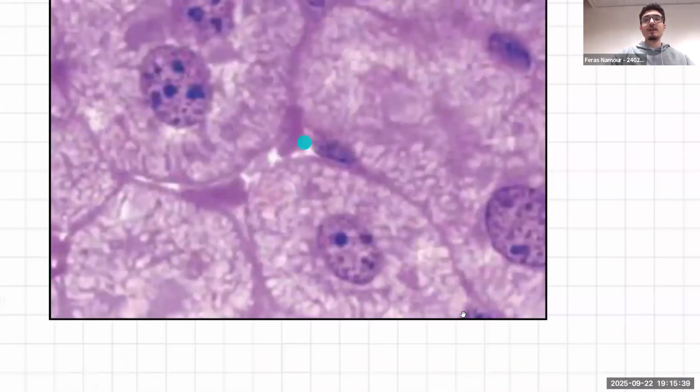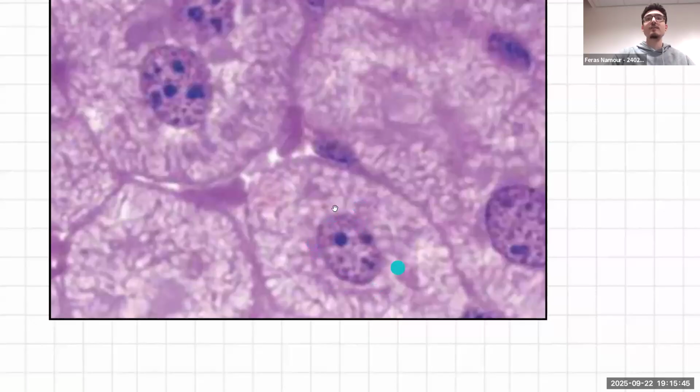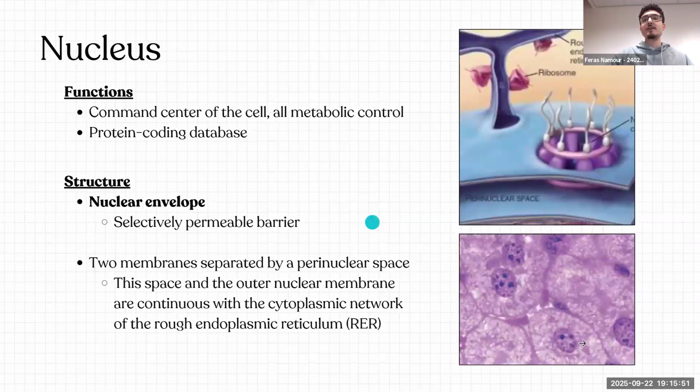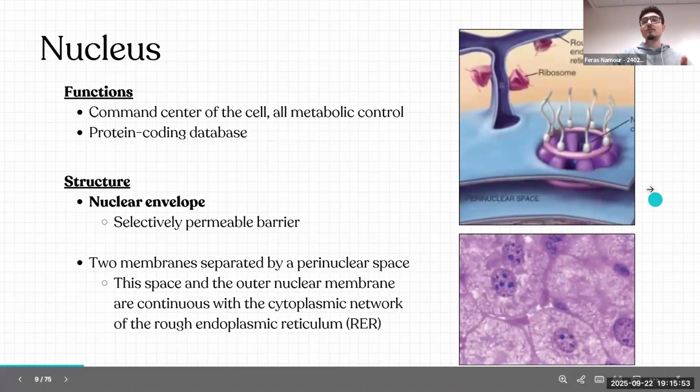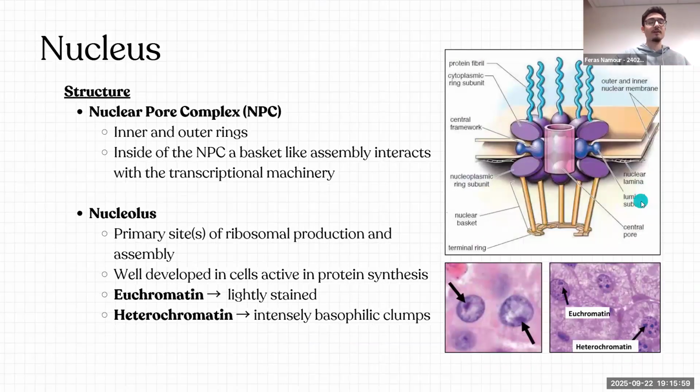So this larger circle over here is my cell membrane, and the smaller circle over here is my nucleus, and over here is my nuclear envelope, the membrane around my nucleus. Obviously, I can't see the two layers because it's very small. It's not seen under a light microscope, it's seen under an electron microscope, but it's not really our discussion for the day.